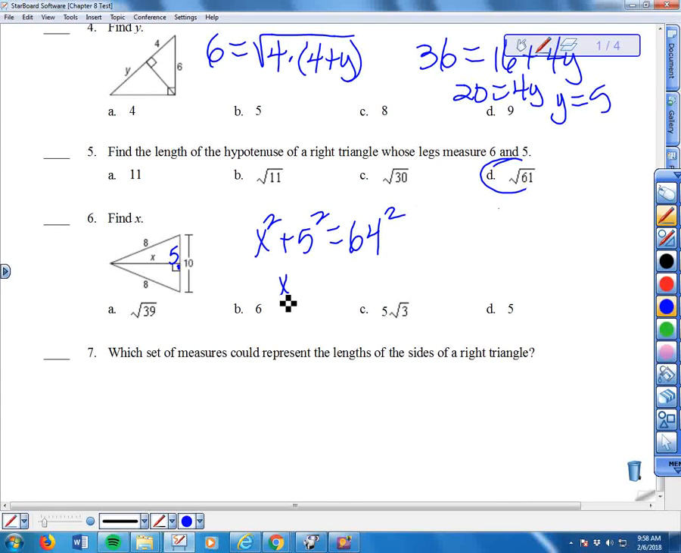So x squared equals 64 minus 25. What's 64 minus 25? 39? 9 is 30, yep. So the square root of 39.